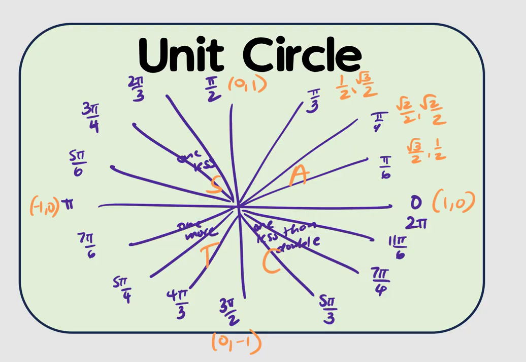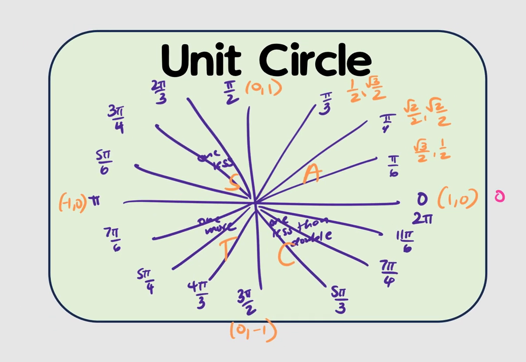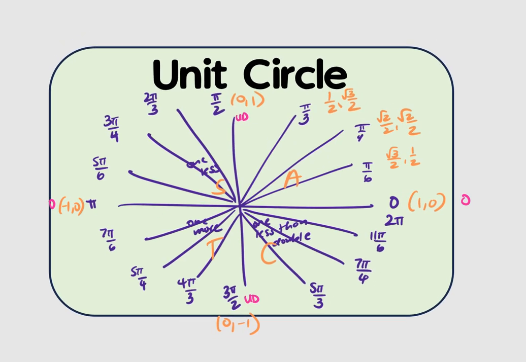And then we even went a step further and talked about our tangents, right? Instead of having to do y over x every time. The tangent on the right and the left is 0 because 0 over -1 would be 0. On the top, it's undefined. On the bottom, it's undefined. Every over 6 tangent is root 3 over 3. Every over 4 tangent is 1. And every over 3 tangent is root 3. The only thing that changes is its sign, positive or negative.